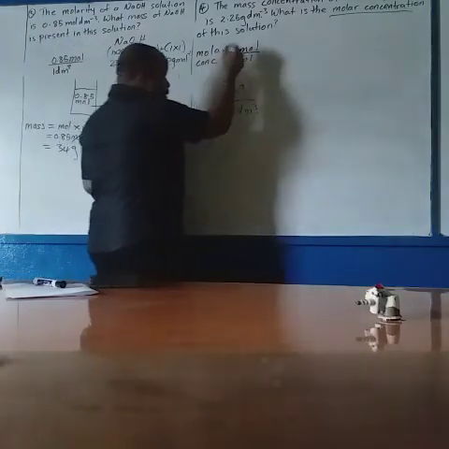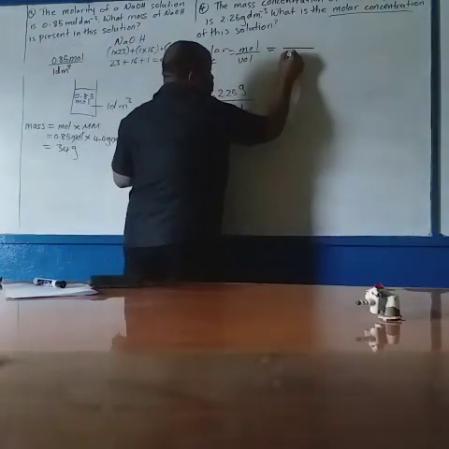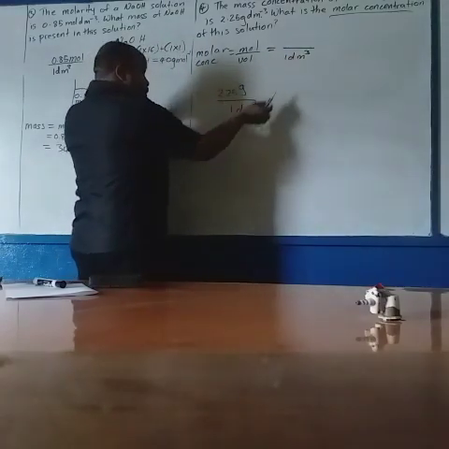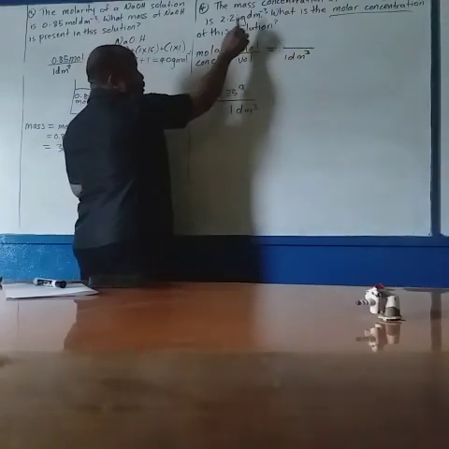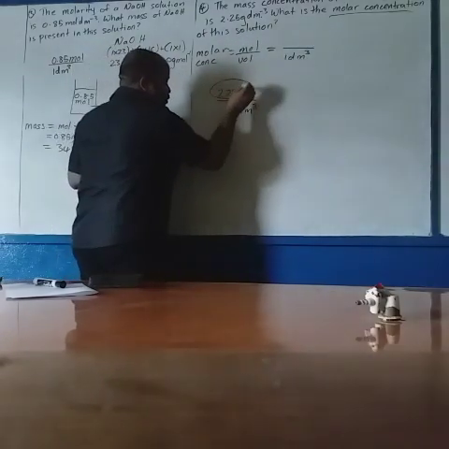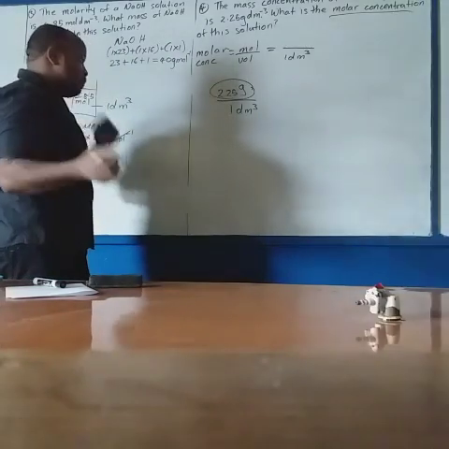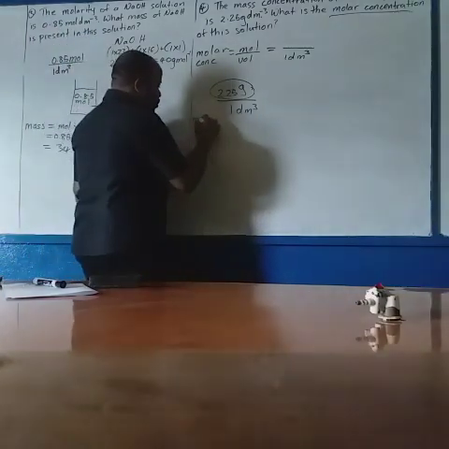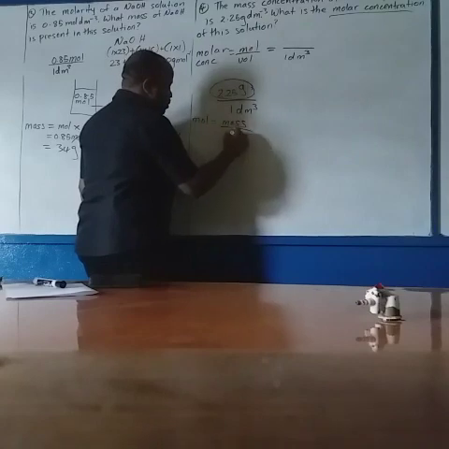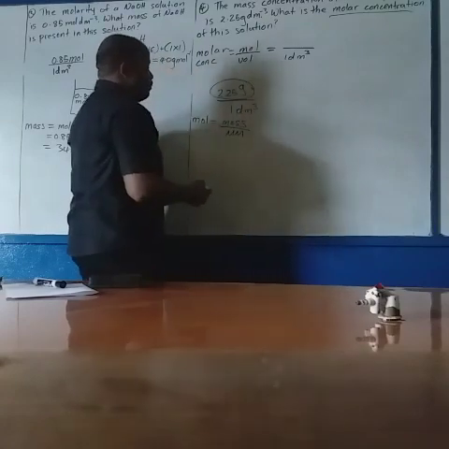So to solve this question, all you need now is the moles, because you know the volume is 1 dm cube. It said grams per dm cube. So if you have the mass and you want moles, how do you find moles? Remember now, mole is equal to mass over molar mass.